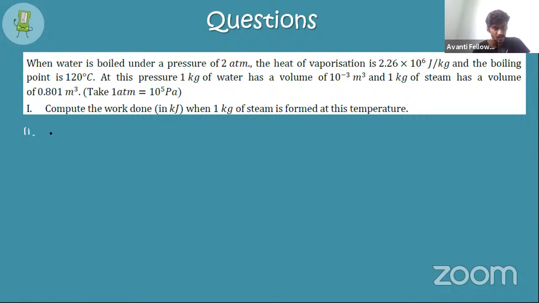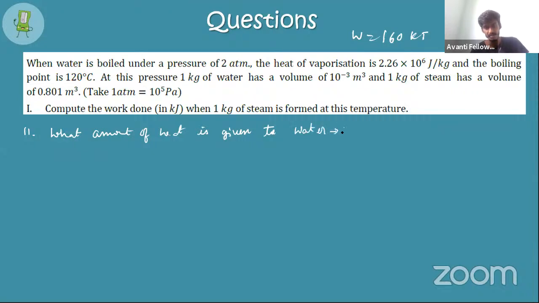Same question itself, part 2. What is the amount of heat given? So we found out work done, which is 160 kilojoules. Now what amount of heat is given to convert water into steam? Yes, so now, Aditya, I'm using the latent heat. What amount of heat is given to the water to convert it into steam?